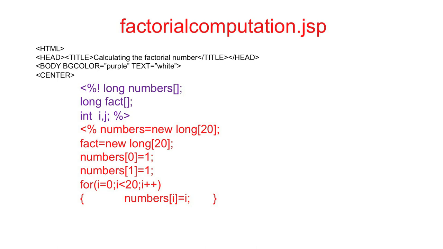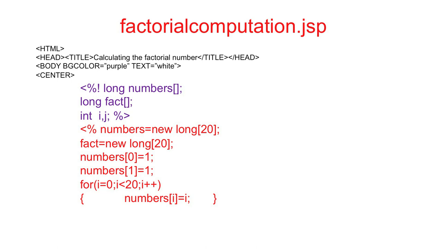So the values will be assigned to the number array. 20 natural values will be assigned to the number array. Number 0 equals 0, number 1 equals 1, number 2 equals 2, number 3 position equals 3, number 4 position equals 4. This way we will provide the 20 different values to this array.